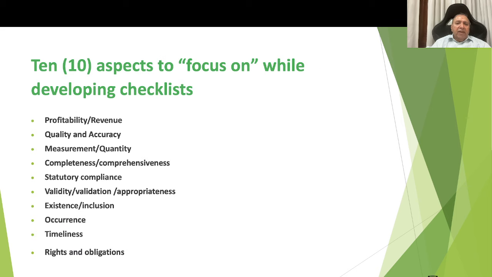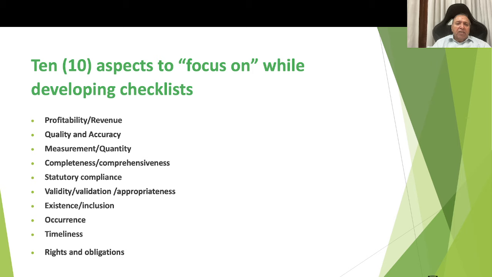Now, 10 important aspects, irrespective of the approach followed for developing the checklist. The 10 important aspects are the following: profitability or revenue, quality and accuracy, measurement and quantity, completeness of the activity performed by the designers, statutory compliances met or not met, validity and validation of the appropriateness of the activity, existence and inclusion, occurrences, timeliness, rights and obligation.